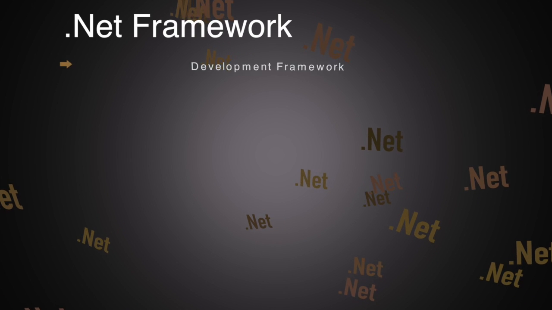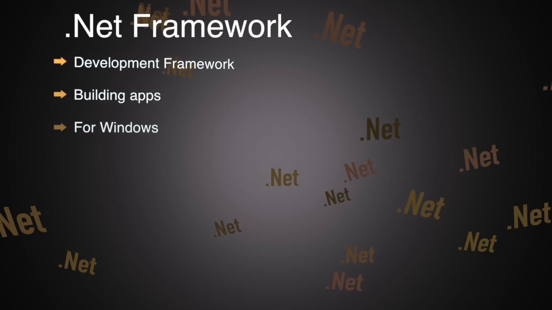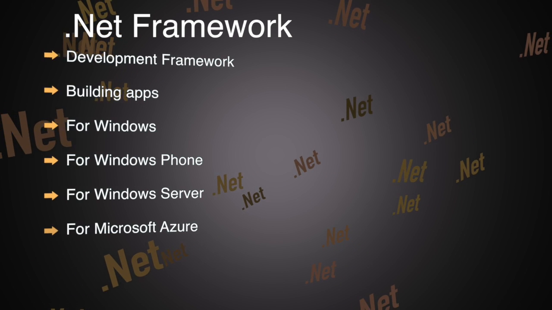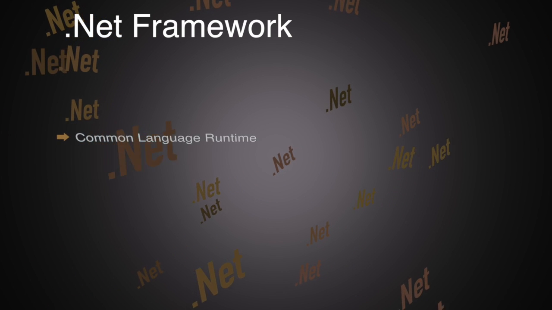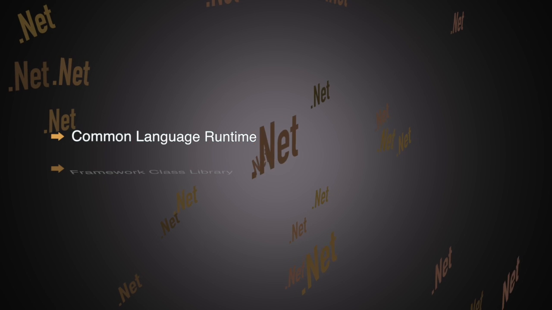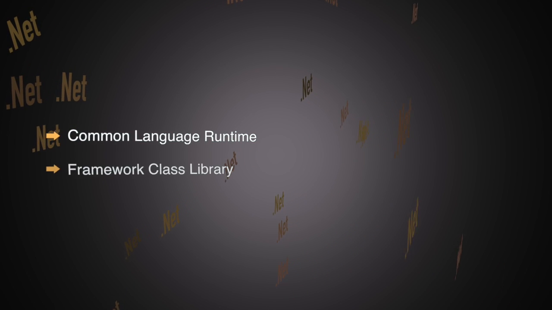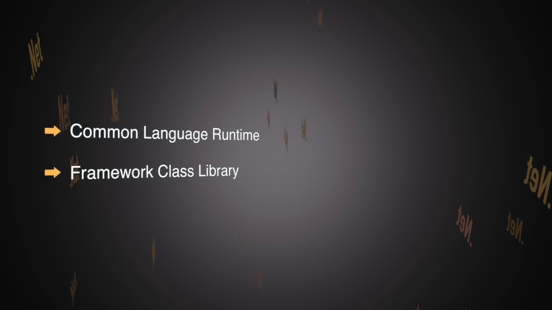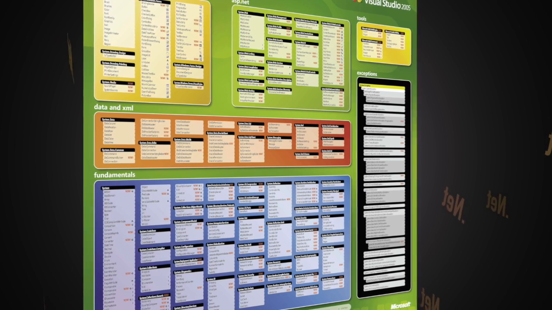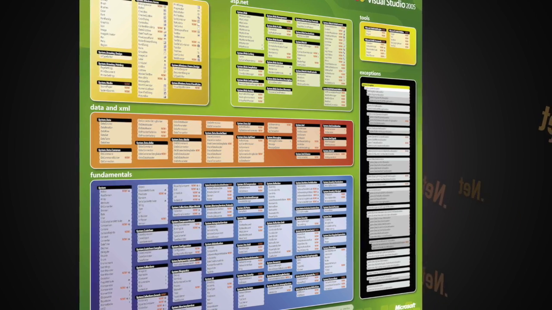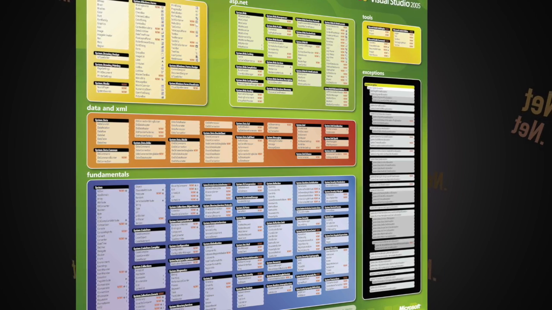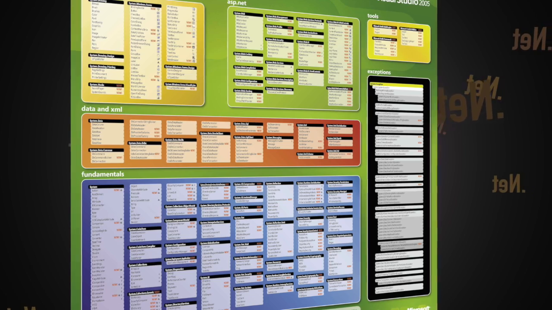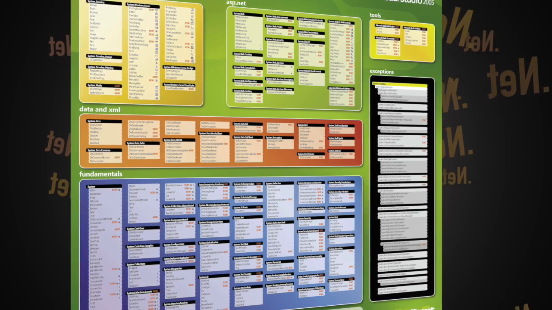The .NET Framework is a development platform for building apps for Windows, Windows Phones, Windows Server and Microsoft Azure. It consists of the Common Language Runtime and the .NET Framework class library, which includes classes, interfaces and value types that support an extensive range of technologies. The .NET Framework provides a managed execution environment, simplified development and deployment, and integration with a variety of programming languages, including Visual Basic and Visual C#.